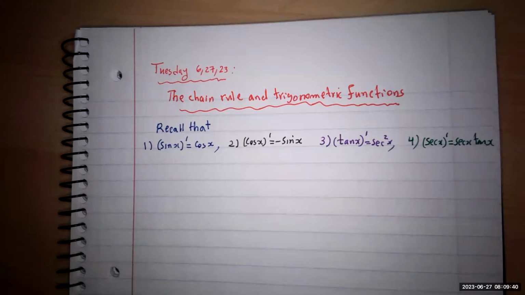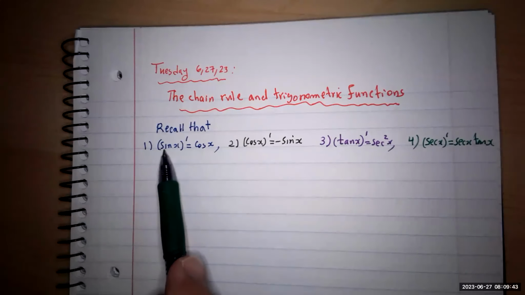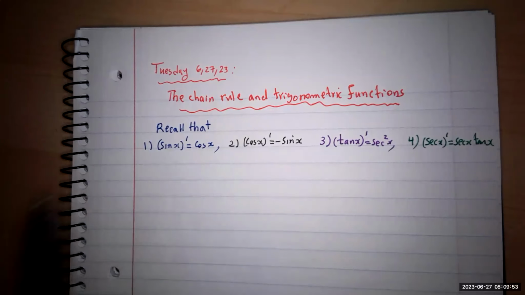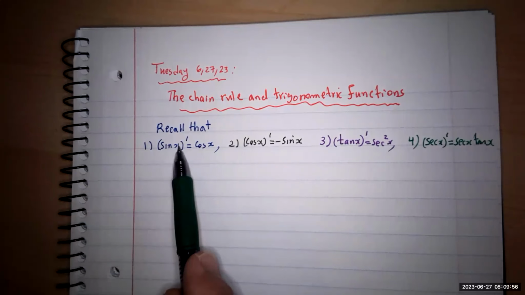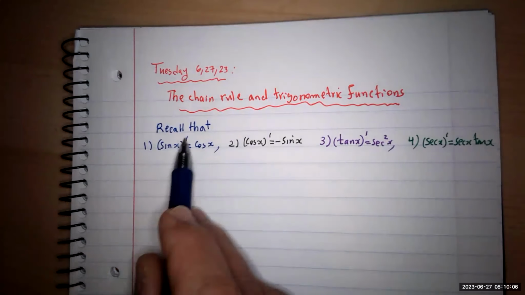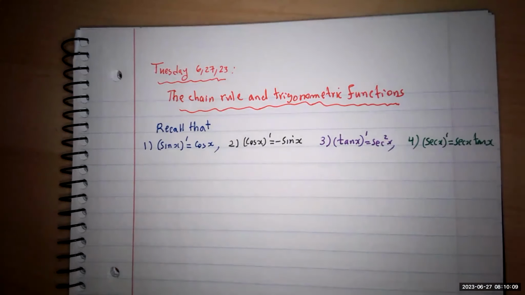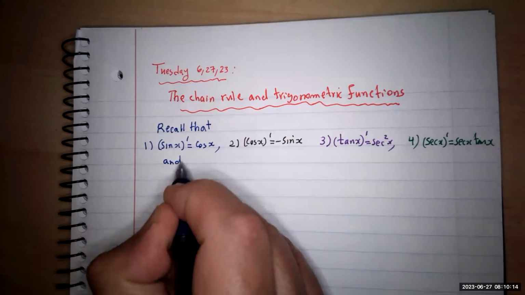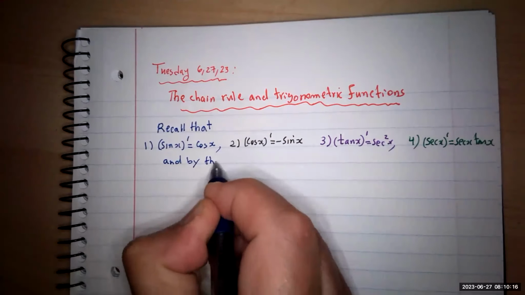Now what we're going to do is compose this sine function with something else, not x. You may have sine of x squared. If you get sine of x squared, you have two functions. The outside function is sine, the inside function is x squared. Then you want to differentiate it. So this is going to be the one. Now we bring in the chain rule. So this is the one we know, and by the chain rule.